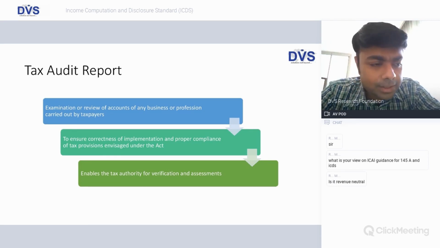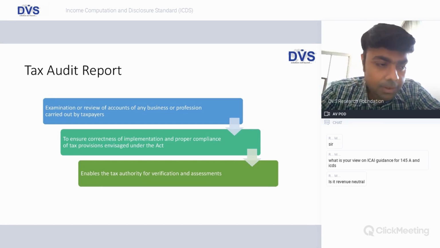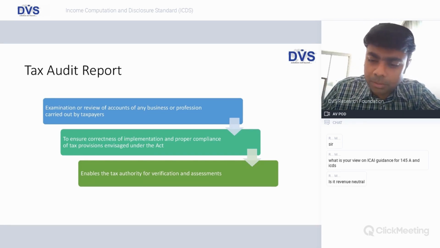The ICAI guidance, yes, I've gone through a lot of it, and it is from that statement only that we are preparing here. The ICAI view is only to protect the interest of the auditors, and they have said very clearly what the duty of an auditor is for implementing each of these accounting standards. So there is nothing much to comment on what the ICAI guidance is for this 145A and ICDS.